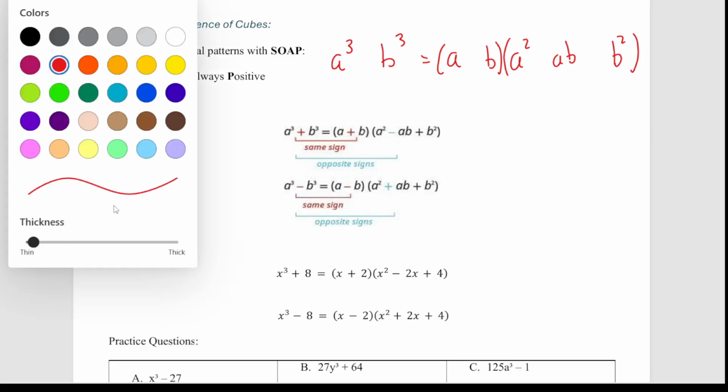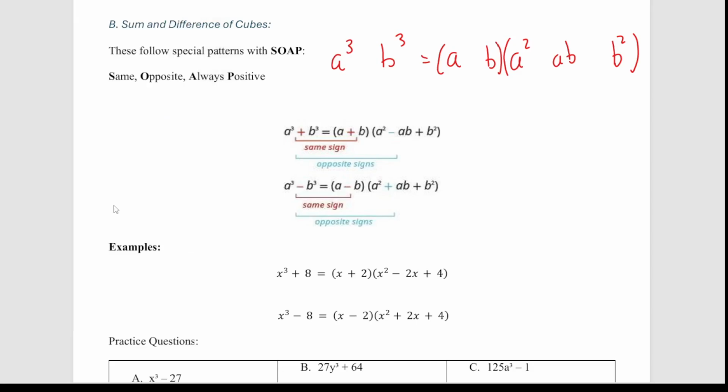Now, how does the order of those remaining terms work? Well, for the first one, it's always the same sign. So if this is plus, then opposite sign. So if this is plus, this is minus, and then always positive. So the last one's always plus.